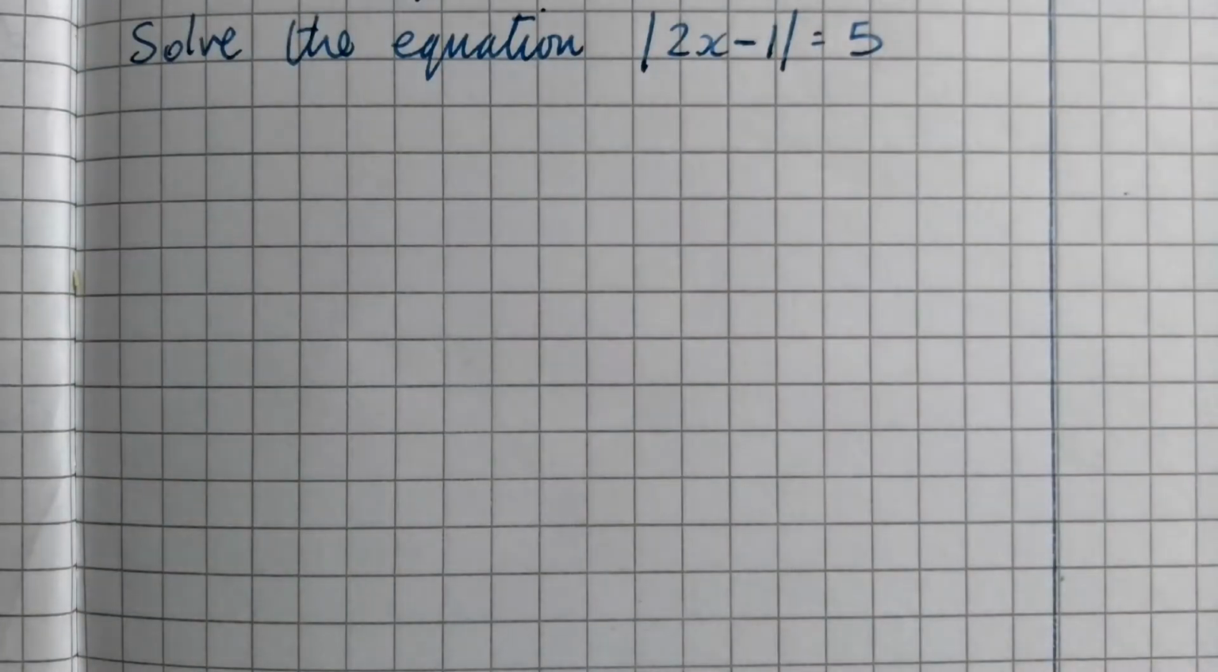So now that develops into something like this. Solve the equation modulus of 2x minus 1 equals 5. So more than one way you can do it, but we're going to start by sketching a graph. Always a good idea to sketch a graph first of all, just to think about what's going on.